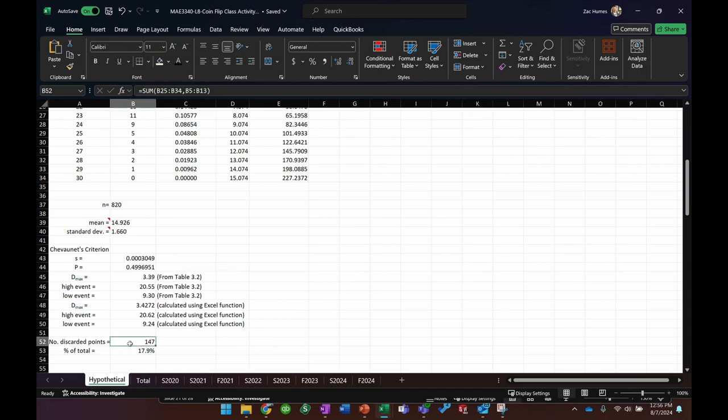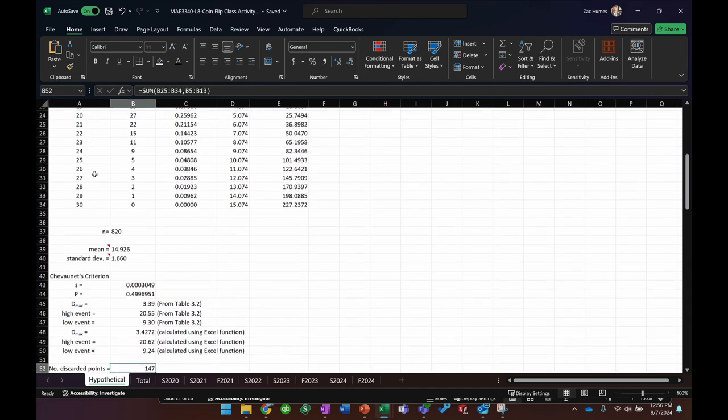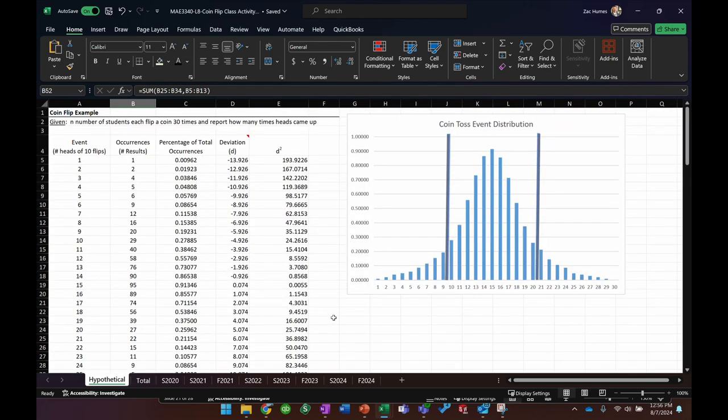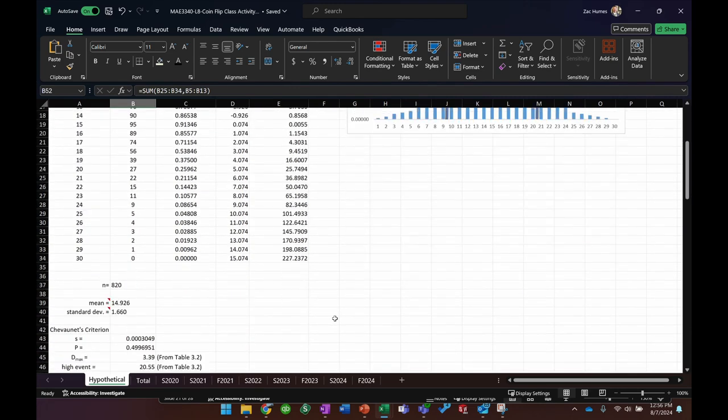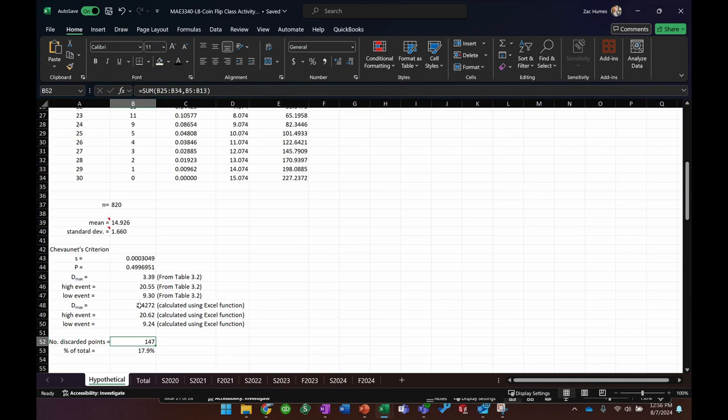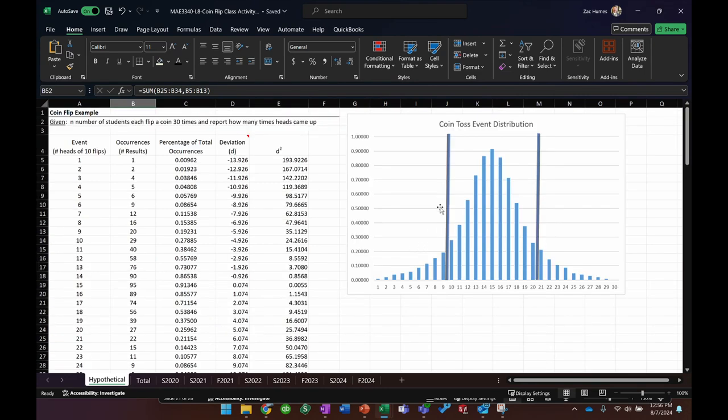And the overall discarded number of points did not change because we have discrete values up here. So we don't have a point in between 20.55 and 20.62, and we don't have a point between 9.3 and 9.24. And so the result did not even change based on using the table versus using the higher resolution option of Excel. Hopefully that illustration clarified a few things for you.